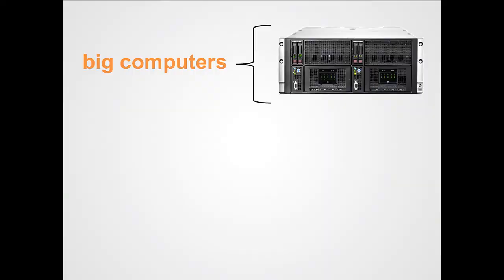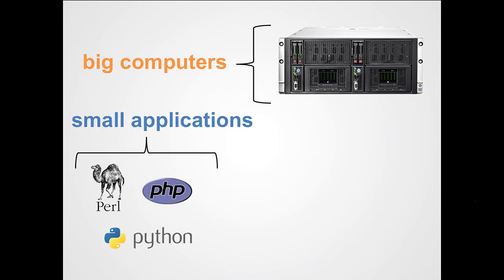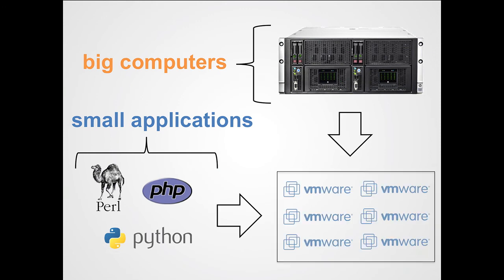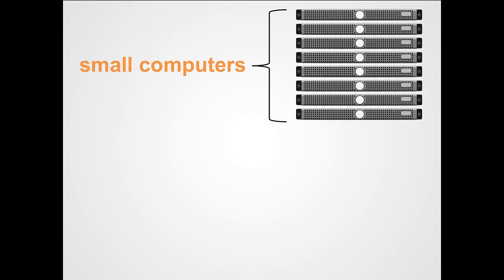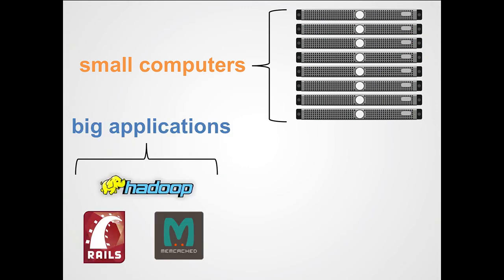A little while ago, we had big computers, pretty big for the time, and we had a whole bunch of small applications. We could fit many of these applications within these big computers. And so we moved to a world where we run all these applications inside of virtual machines inside these big computers. And it made a lot of sense. But things have changed. These days, we don't have big computers. We have small computers, well, relatively small computers. And we have a lot of them. And we have big applications, not really small applications. We've got things like Hadoop. We've got huge Rails deployments, huge Memcache deployments. And the way in which we run these things using this hardware maybe should look a little bit different.